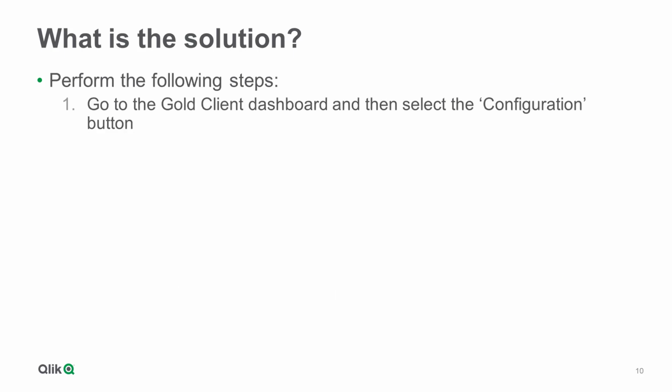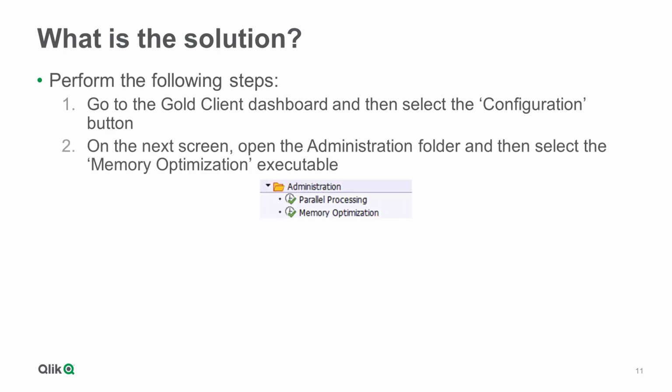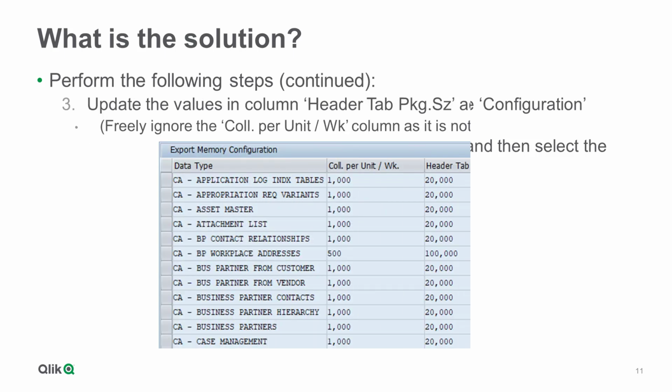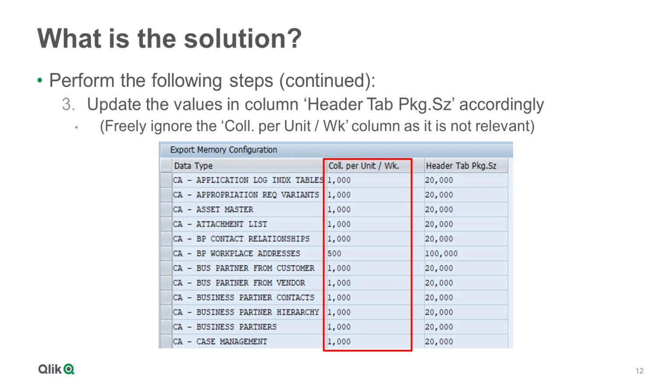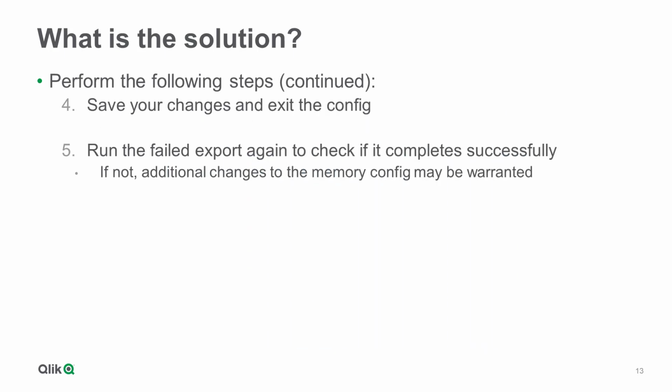To update the config, go to the Gold Client dashboard and select the Configuration button. On the next screen, open the Administration folder and select the Memory Optimization executable. In the Header Table Package Size column, update the values accordingly. Freely ignore the Collection per Unit of Work column, as it is not relevant to this failure. Save your changes and exit the config.